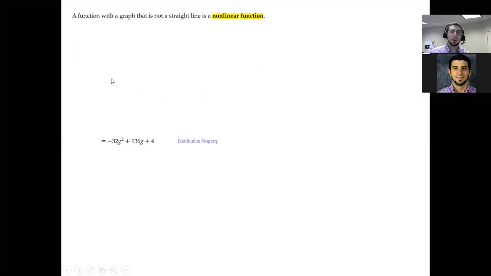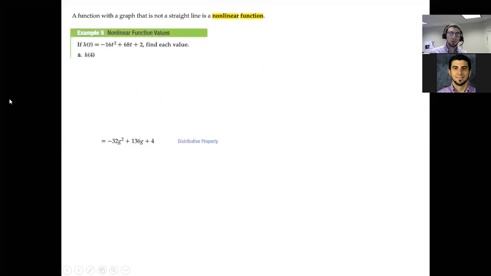Now, a function with a graph that is not a straight line is called a nonlinear function. So you'll probably have exponents and things like that. So if h of t equals negative 16t squared plus 68t plus 2, find each function value. And you can disregard this for a second. H of 4. Well, all that means is plug 4 into the equation and evaluate it.